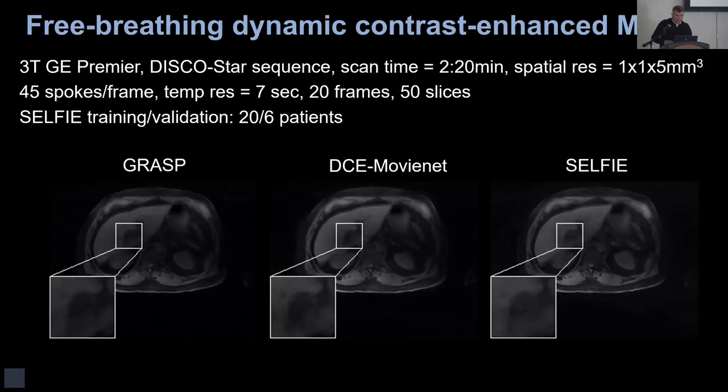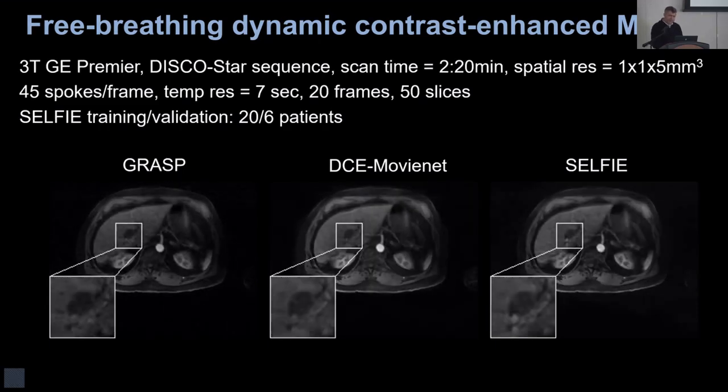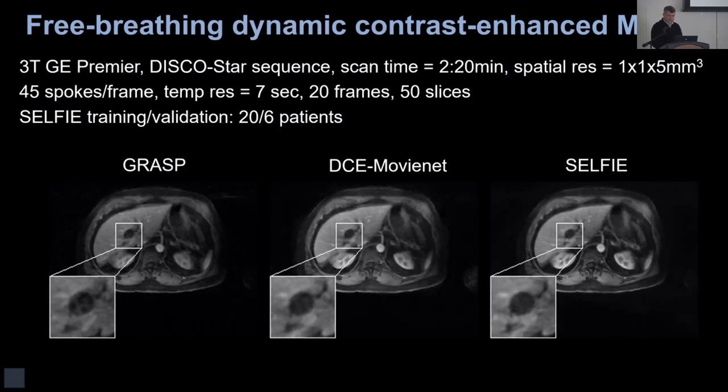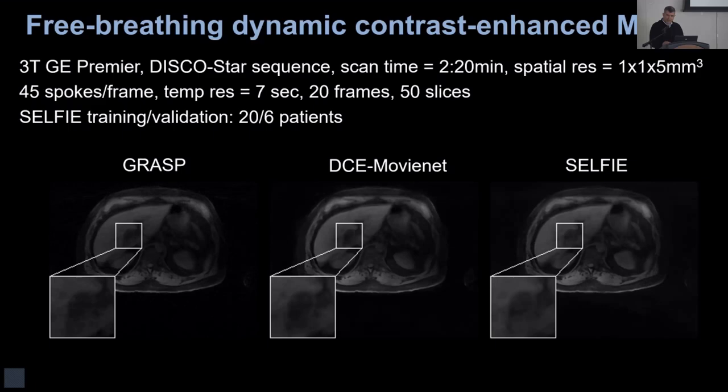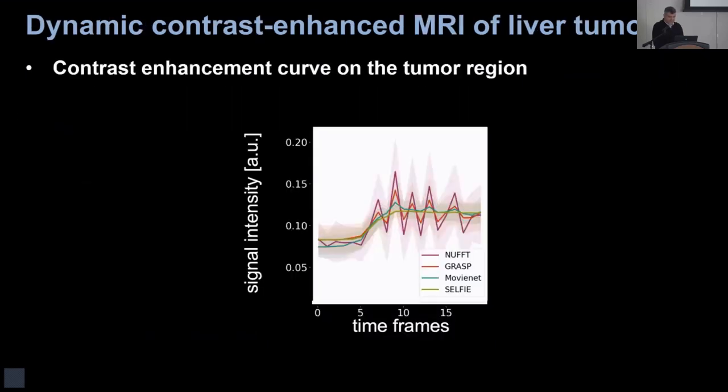And this is another example in the liver where there was more motion. And so you can also see that SELFIE is getting a little bit better in terms of the streaking artifacts removal, and also in terms of motion compensation. And this is also showing here, again, the average signal in that region of interest. Since there was more motion here, you're going to see more variations in GRASP, in MovieNet, and it's better compensated in SELFIE. Okay.